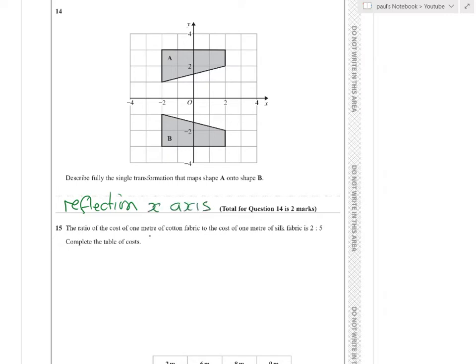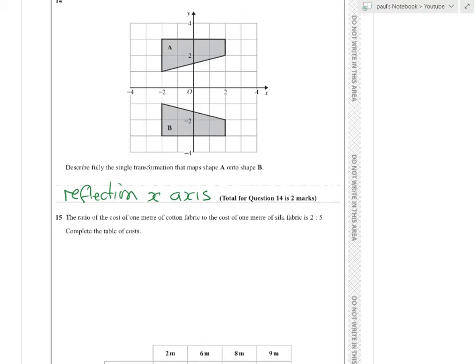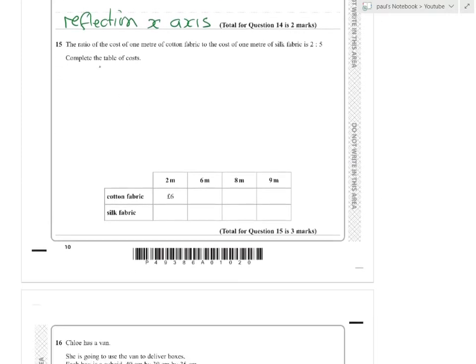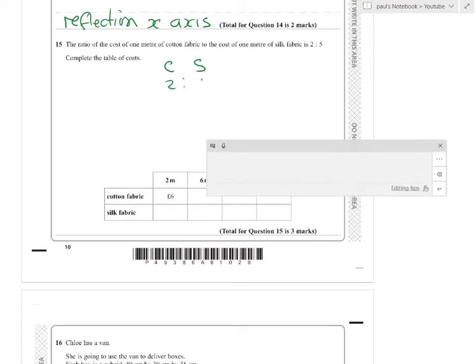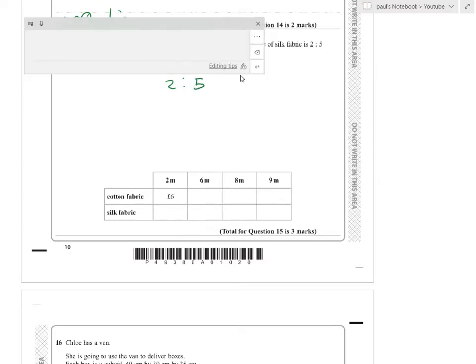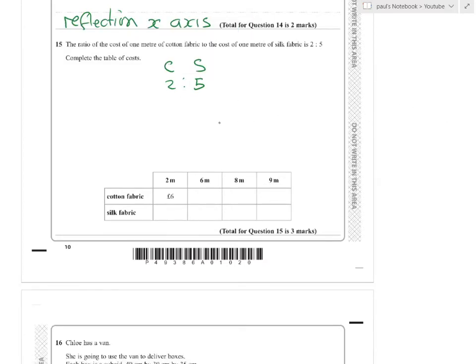The ratio of the cost of... Oh no, hang on. What are we doing here? The ratio of the cost of 1 meter of cotton fabric to the cost of 1 meter of silk fabric is 2 to 5. Complete the table. So cotton to silk is 2 to 5. So we've got cotton.